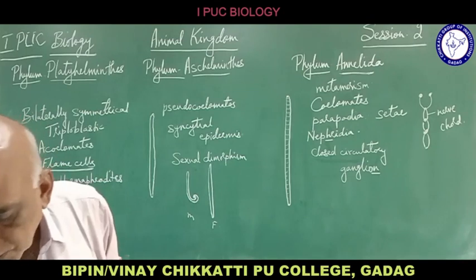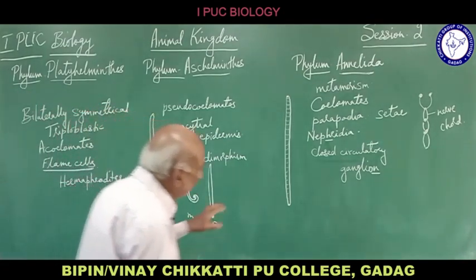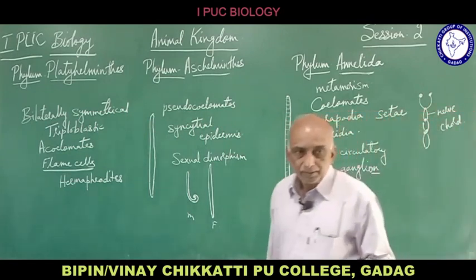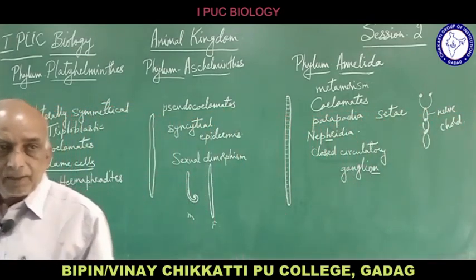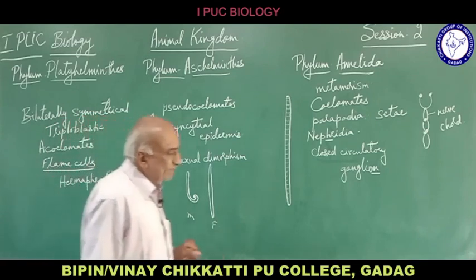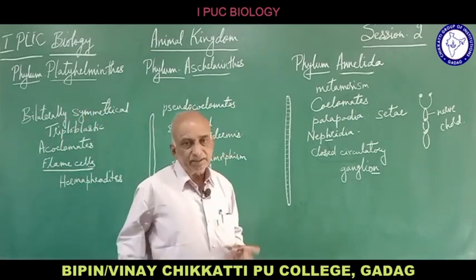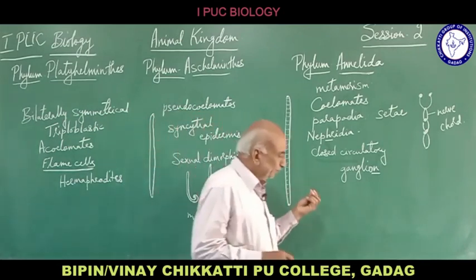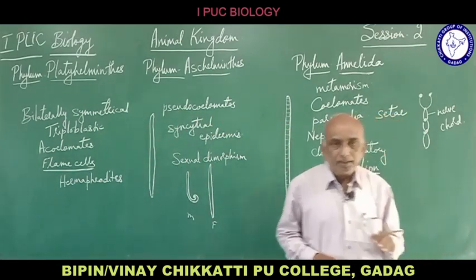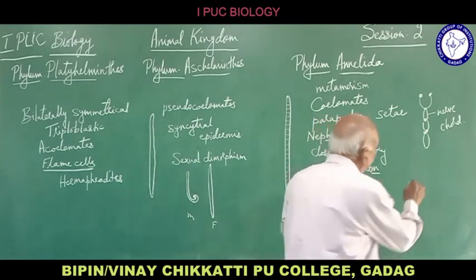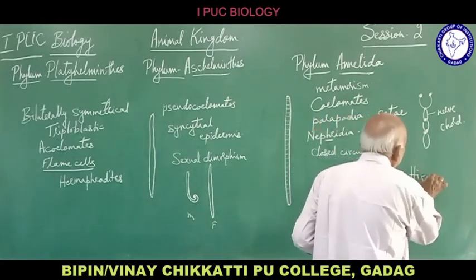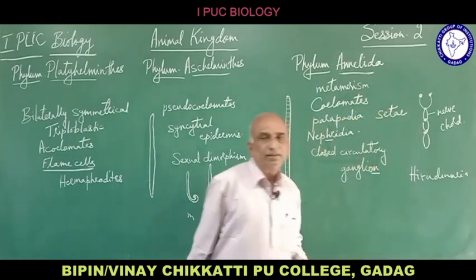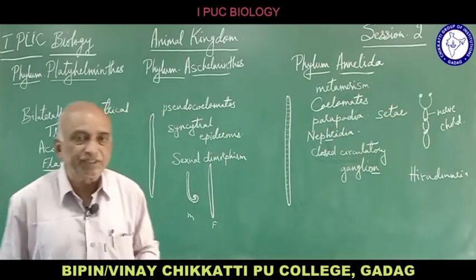In this we come across earthworm, leech, and Nereis, which is also called clamworm. The clamworm is usually present in the sand, in the beach regions. And the leech is actually a parasite which sucks blood. This leech is also called Hirudinaria. Hirudin, a chemical, is produced by that leech.